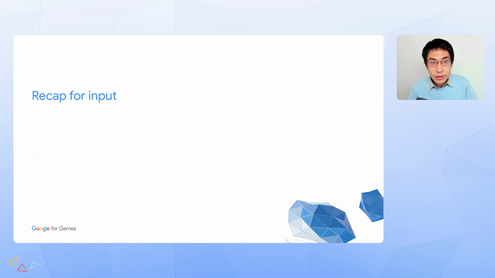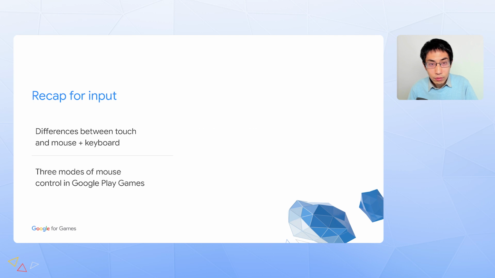At the end of this session, let us have a recap of the input. The first, we explained differences between touch and mouse plus keyboard. The second, because of the differences, there are 3 modes of mouse control in the Google Play Games on PC: translation mode, PC mouse mode, and PC mouse mode with pointer captured.